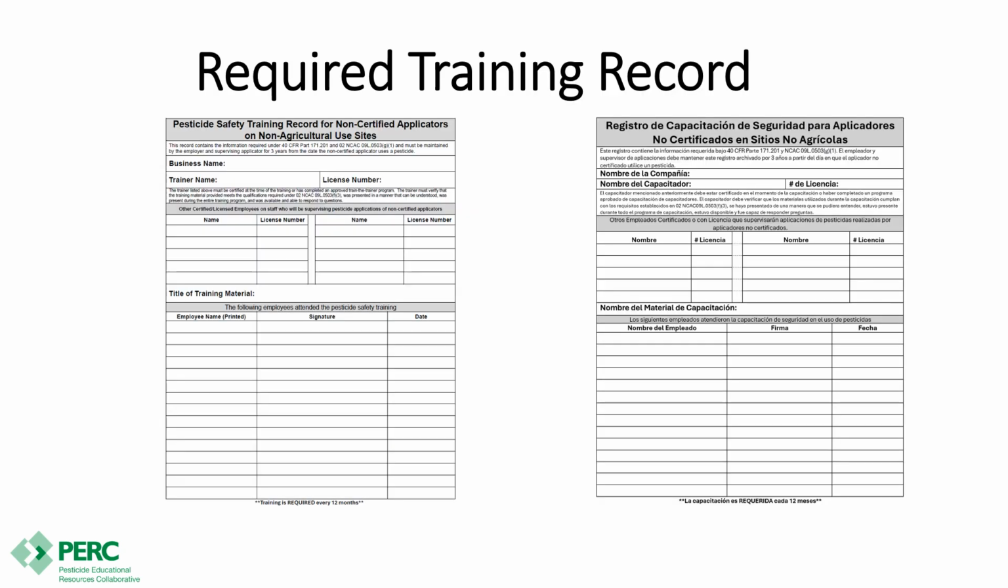This is an example of the North Carolina approved training record, available in both English and Spanish, that you will be required to sign after the completion of this training. Again, the supervising commercial applicator must keep a record of this training for at least 3 years following each application.